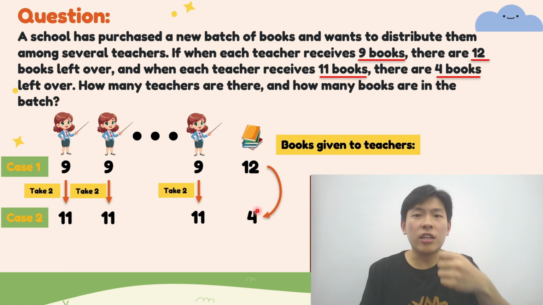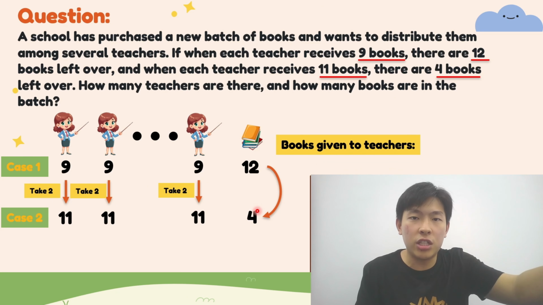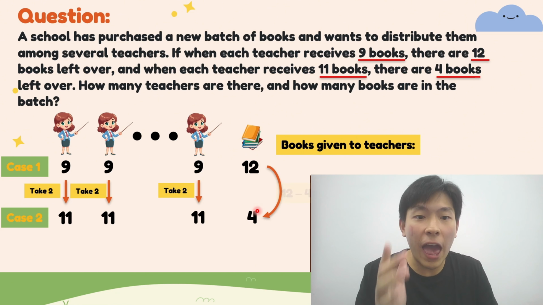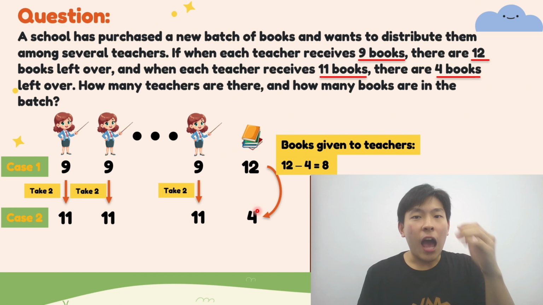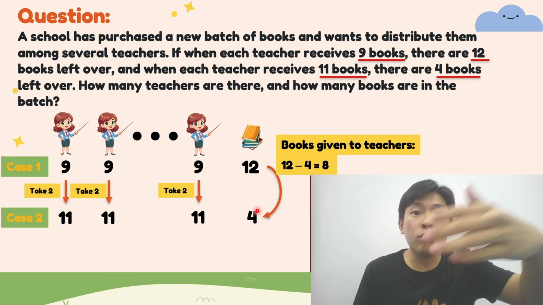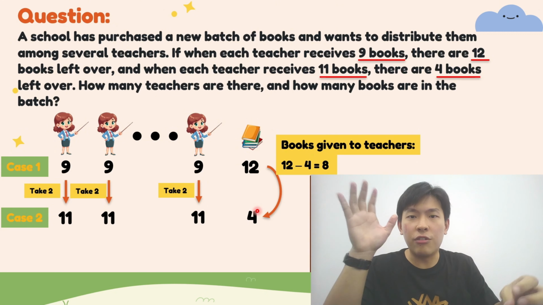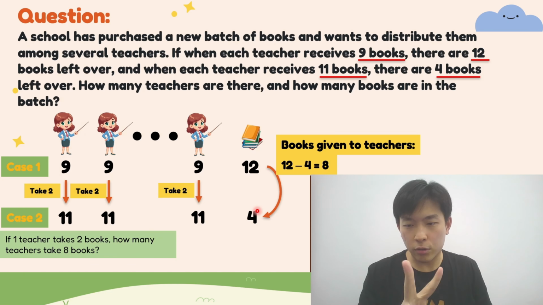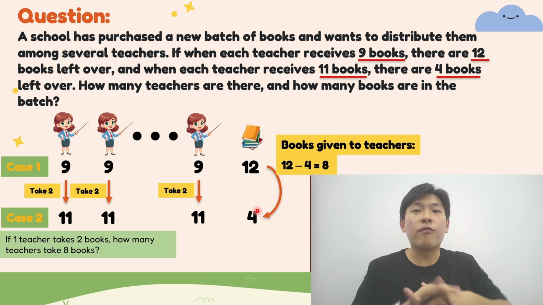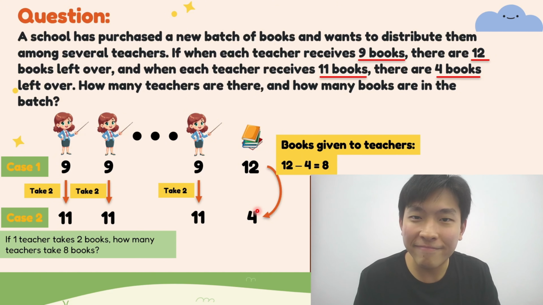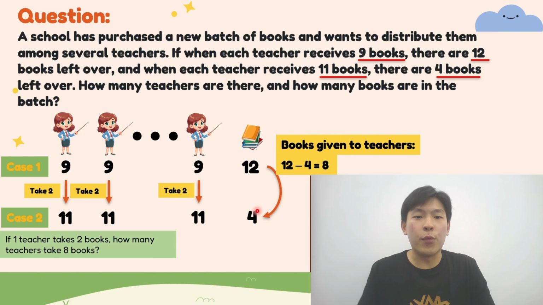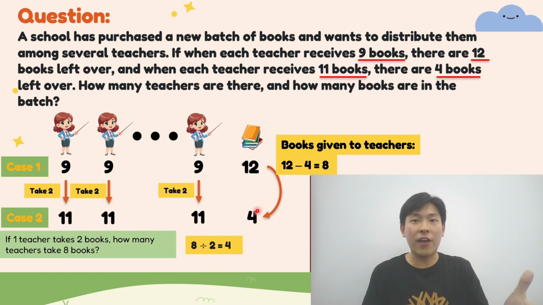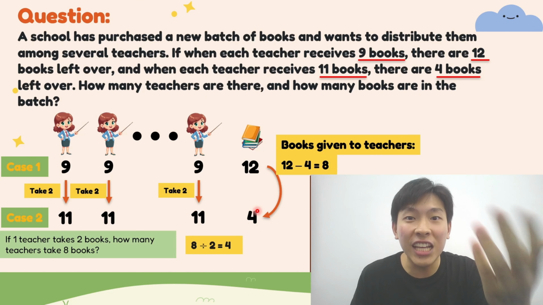So now here's the question. How many books did I give in total to the teacher? Perfect! I take 12 minus 4 and it is 8. I gave 8 books in total to the teachers. And each teacher received 2 books. So here's the question. If one teacher takes 2 books, how many teachers would it take for me to give 8 books? Perfect! It is 4. We just need to take 8 divided by 2 to get 4. Perfect! So now we have found the number of teachers.